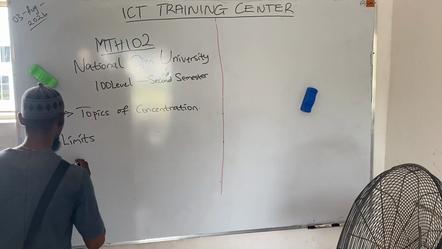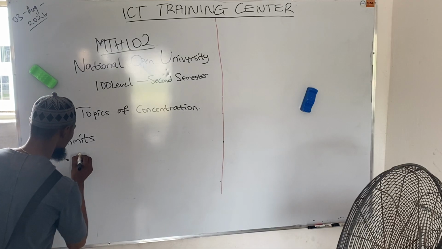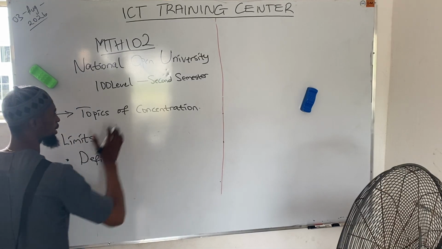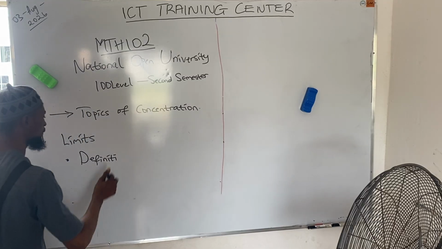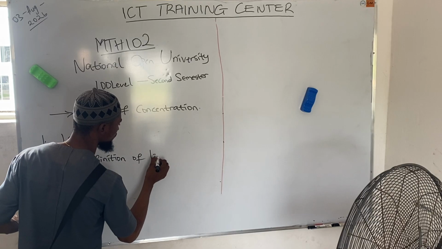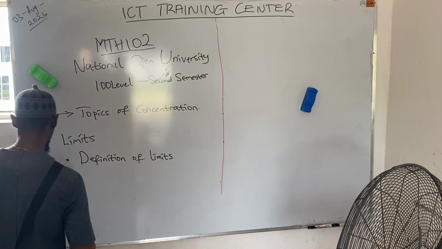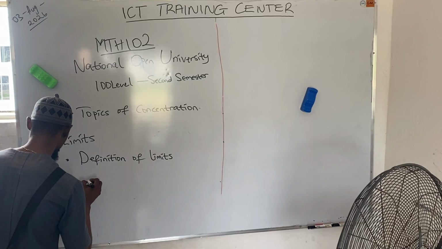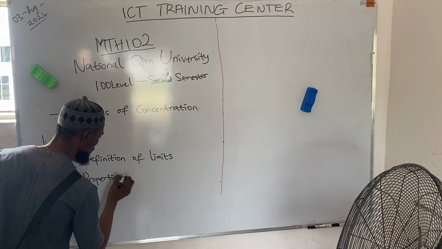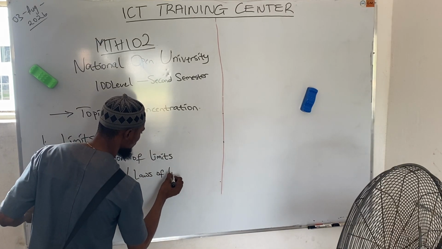So let's say we want to get the subtopics that we want to be listing. The number one here is the definition of limit. Please write with me so that I can move to the other side and erase this section, right? So definition of limit. Right, so the next one we're going to be talking about is properties or laws of limits.